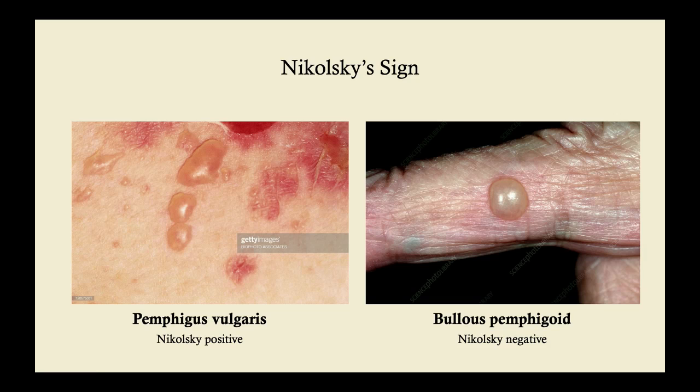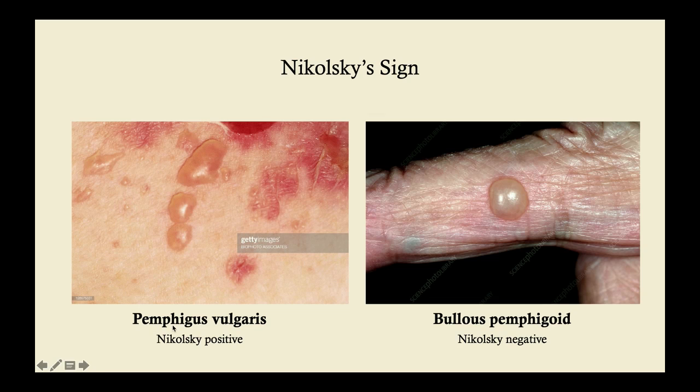Nikolsky sign also gets thrown out a lot on the USMLE. Now, what Nikolsky's sign is, you'll take something like a pencil eraser, right? And you'll take it along the side of the blister. What you're trying to do is separate the layers of skin apart from one another, and in effect, grow the blister. If with just gentle light traction you're able to grow the blister, that's telling you that you've got a very weak dome of the blister.